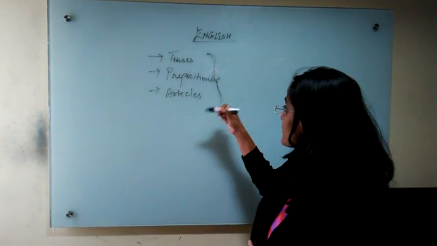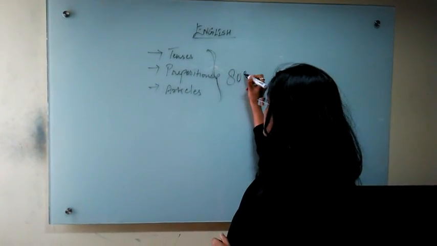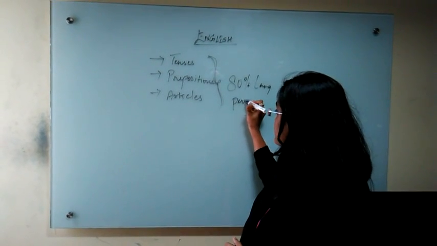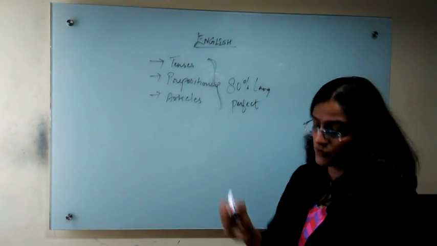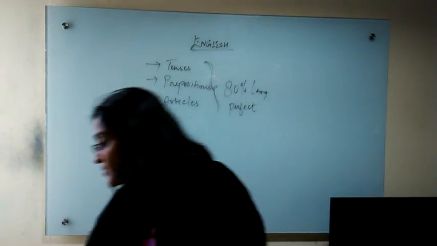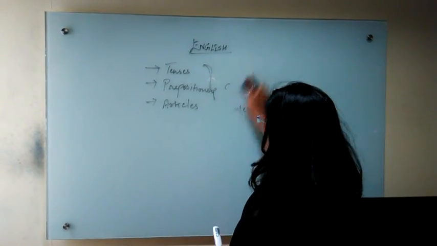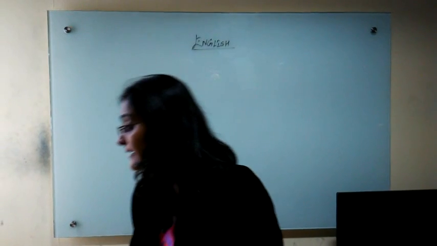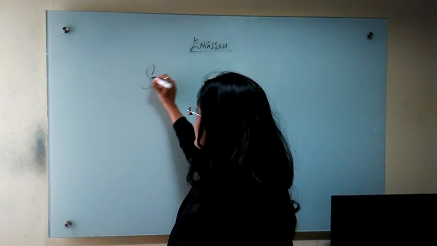Because once you practice these three things, 80% of your language is perfect. Your English will be perfect. And apart from this, there is another thing which is very important for you to know. The first main thing is starting a sentence.